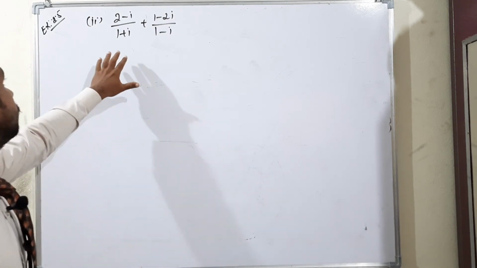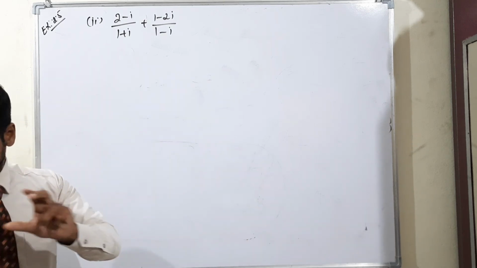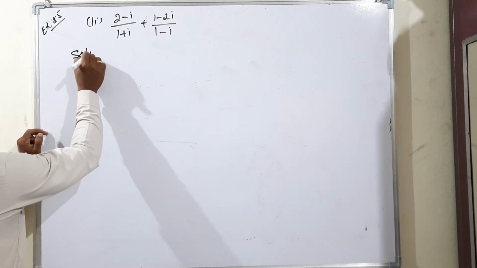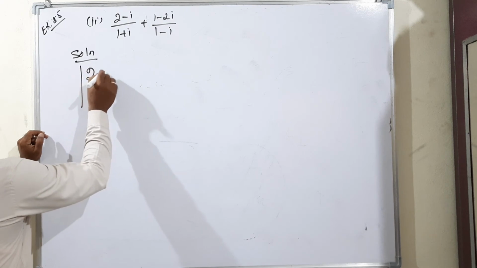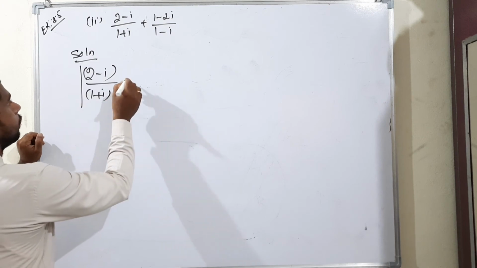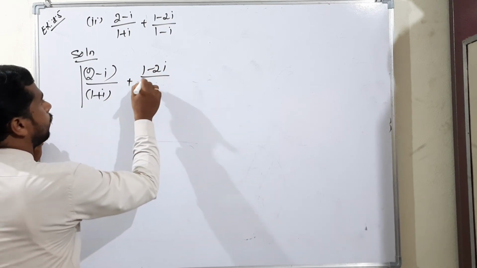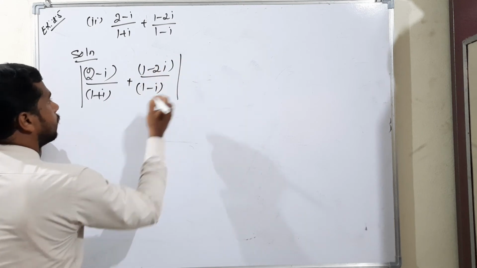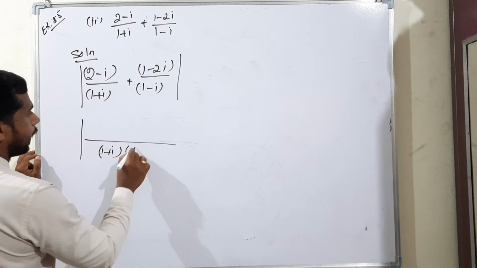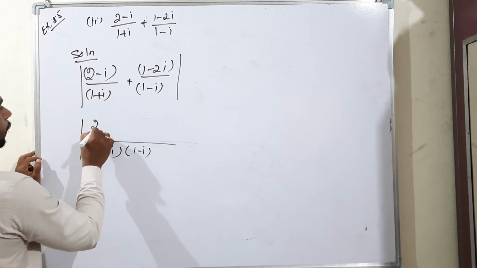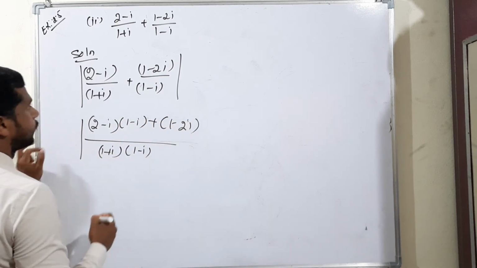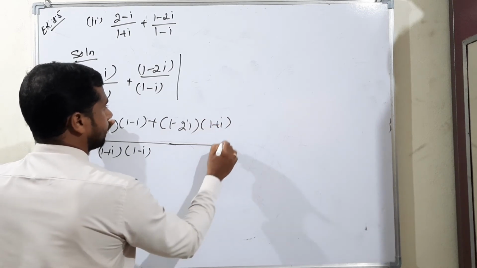Okay, so what is the question? Subdivision 2 also. The main line: find the modulus of the following, isn't it? So first you have to consider the modulus. Solution. So modulus of (2 minus i) divided by (1 plus i), plus (1 minus 2i) divided by (1 minus i). Common denominator join means what will happen? (1 plus i) into (1 minus i). Again cross multiply: (2 minus i) into (1 minus i). Again (1 minus 2i) means (1 plus i).